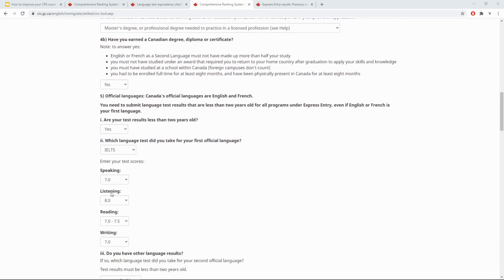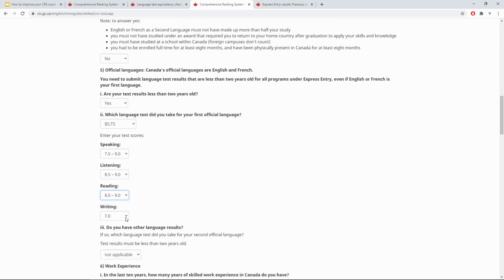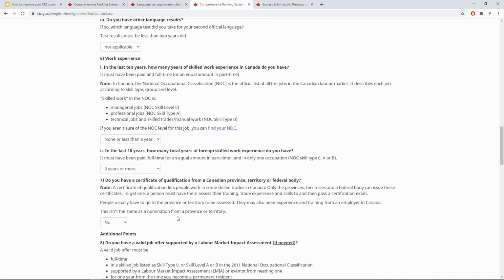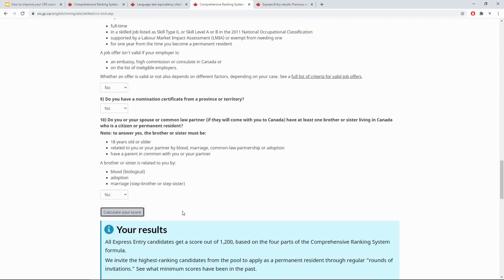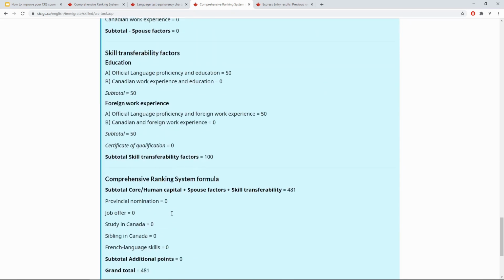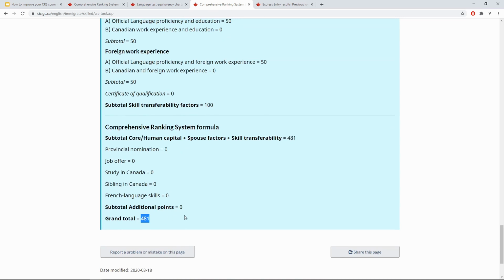So I'm going to change all these points to CLB level 10, and that's maximum points for each section. And if I click on calculate your score again, you will see that 481, and that candidate has easily beaten the cutoff score for the invitation round. In this scenario, he will definitely get invited to apply.